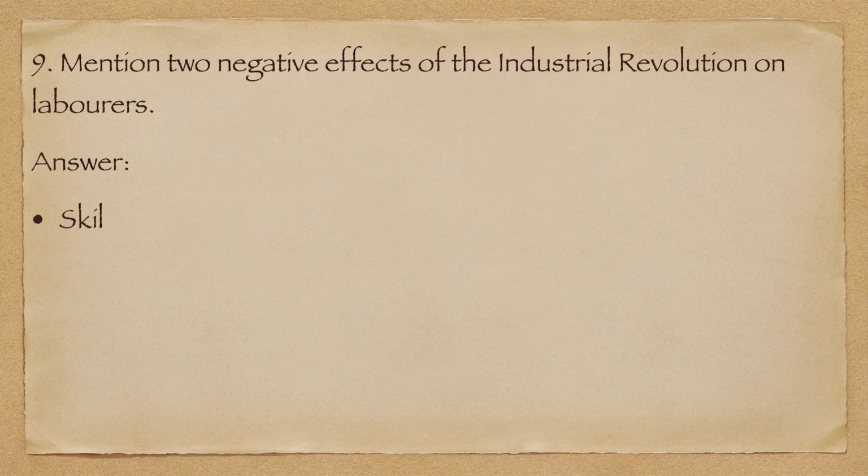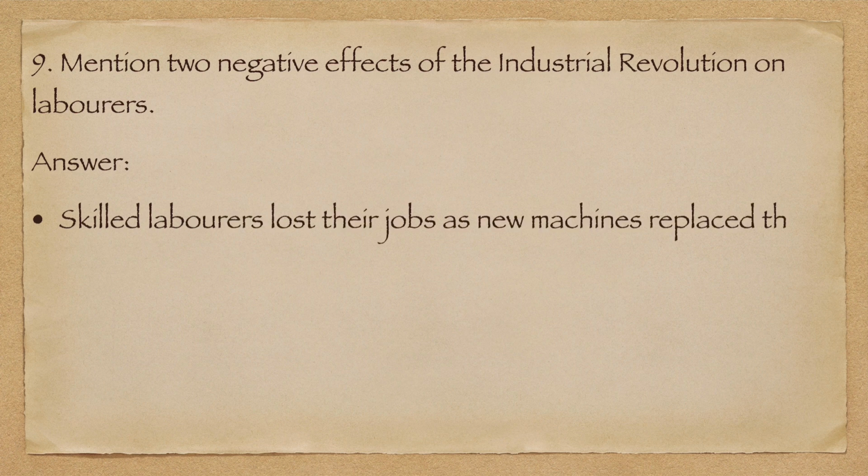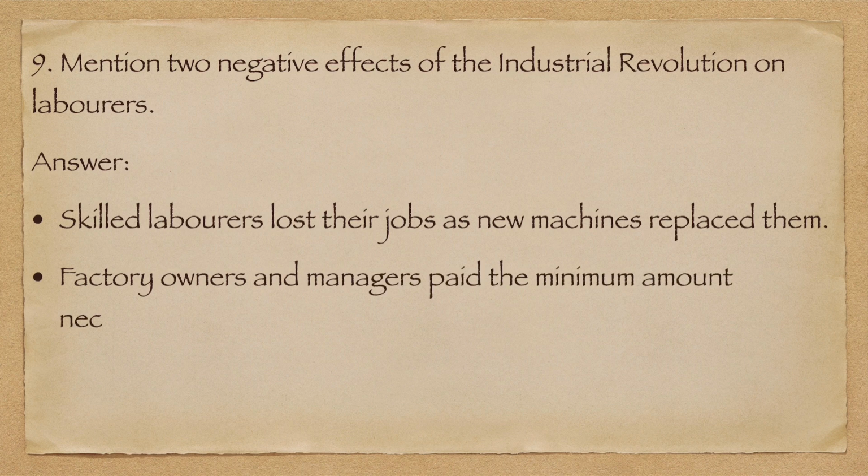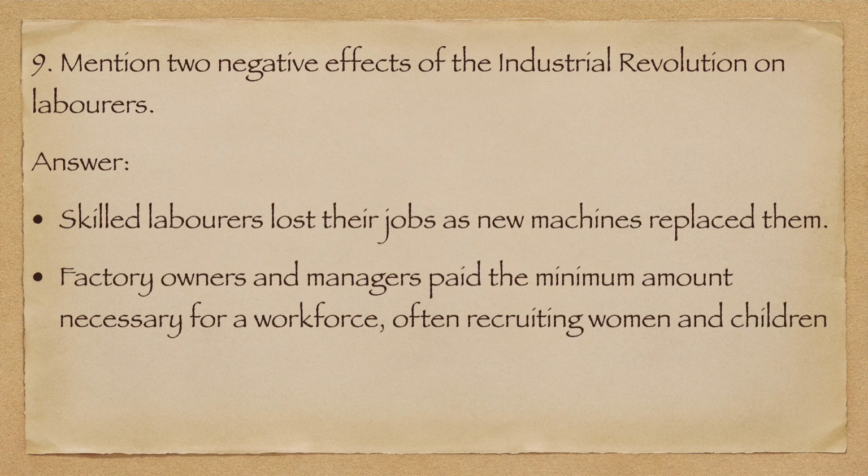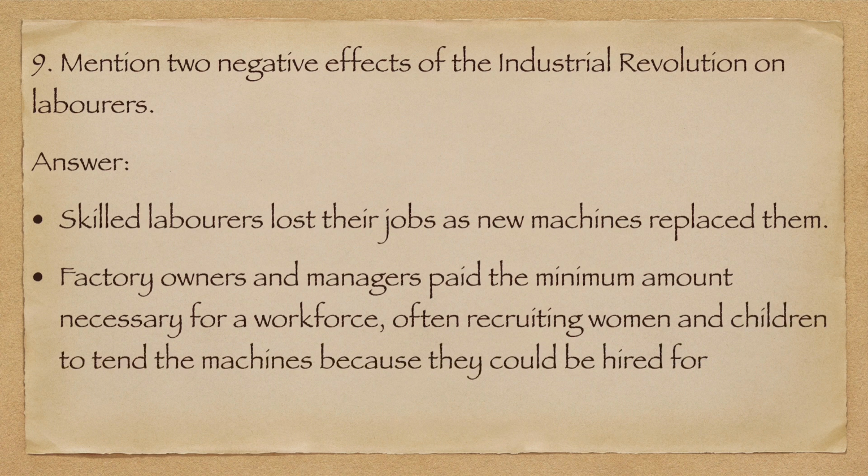9. Mention 2 negative effects of the Industrial Revolution on laborers. Answer. Skilled laborers lost their jobs as new machines replaced them. Factory owners and managers paid the minimum amount necessary for a workforce, often recruiting women and children to tend the machines because they could be hired for very low wages.